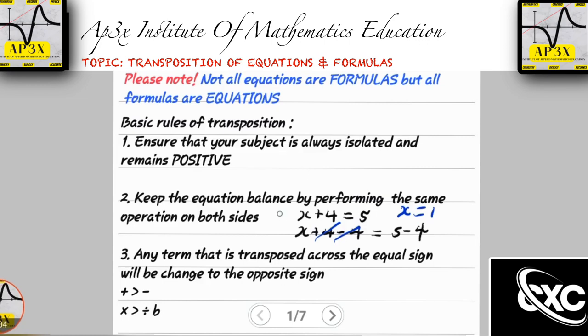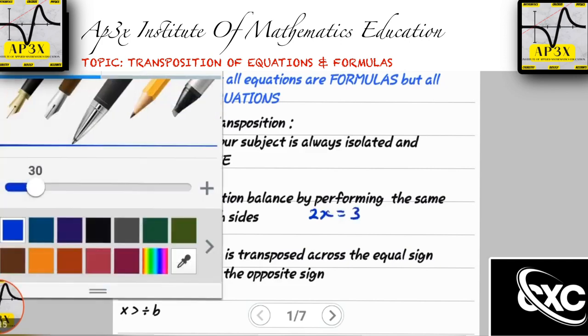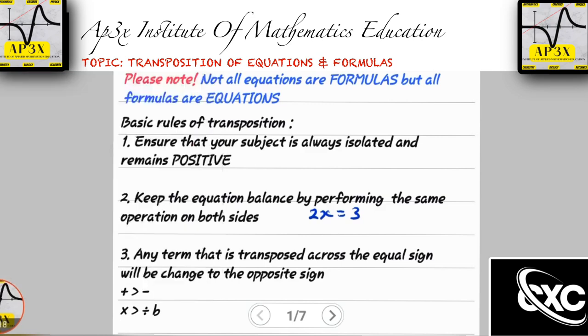Or it could be a case where I am multiplying, so I have something like 2x equals 3. Because I want to keep my equation balanced, I will have to divide 2x by 2, but I also have to divide the other side by 2. That's what we call splitting the product. So 2 cancels 2, therefore x is equal to 3 over 2.